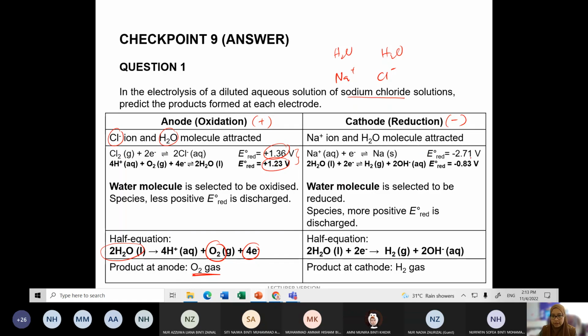As for the cathode, we will have these two, Na+ and water molecule, attracted to the cathode. But we are going to choose the one that is more positive. For the cathode, more positive. So which one is more positive? H2O has the more positive value. So H2O will be selected, and it will discharge H2. Okay, so this is the reduction equation for H2O. So it produces H2 gas, hydrogen gas.